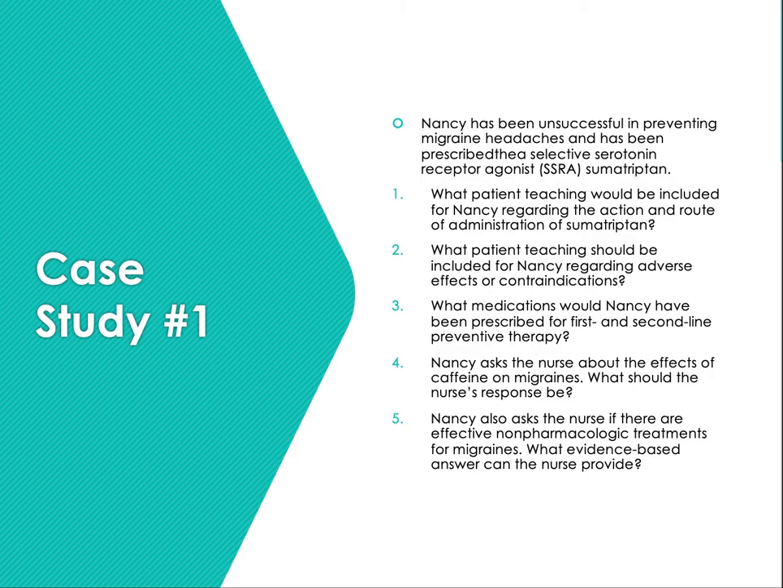All right, number 3, what medications would Nancy have been prescribed for first and second line preventive therapy? So what do we prescribe to prevent migraines that we have talked about already? Think about that. So our first line drugs for preventive therapy are often beta blockers like propranolol, or brand name Inderal. We also have learned about medications that are prophylactic, that are anti-seizure meds. So Topamax or topiramate, the valproic acid medications can be prescribed. Amitriptyline or Elavil, that can be prescribed. Second line therapy are things like, sometimes we'll even prescribe calcium channel blockers.